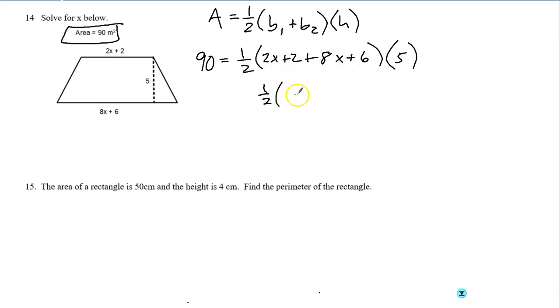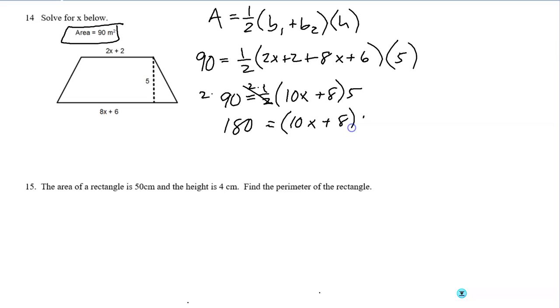I've got 2x and 8x, so 10x, and I've got 2 and 6, so 8. For me, I would like to get rid of the fraction next, so I'm going to multiply both sides by 2. So I get 180. And then I can distribute the 5 now, or I can just divide both sides by the 5. And I like to do that because then I don't have to worry about distributing.